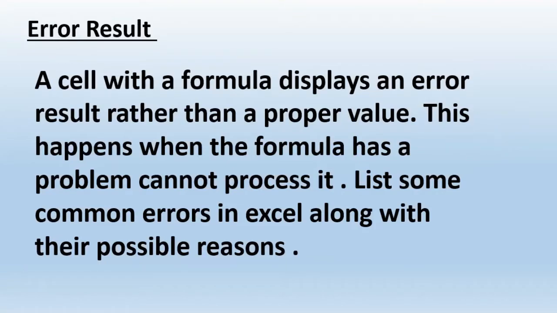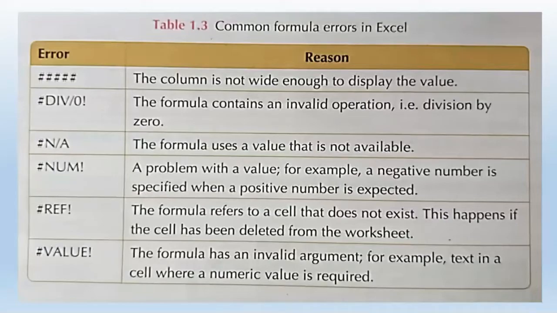Now, the error result. A cell with a formula displays an error result rather than a proper value. So the error result will be shown in that particular cell. For example, if we required a result in cell B7 in the previous slide that I told you about and the answer is not correct, the error result will be shown in that cell. This happens when the formula has a problem and cannot be processed, so it will not generate a proper result. List some common errors in Excel along with their possible reasons.